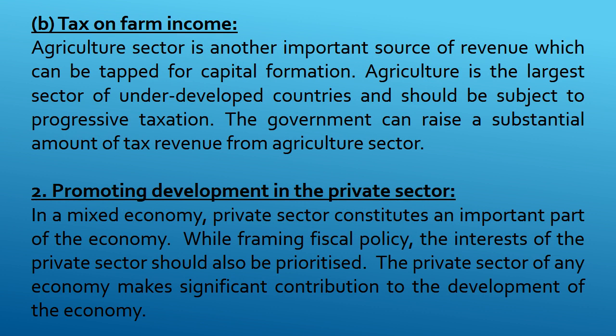B. Tax on farm income. Agriculture sector is another important source of revenue which can be tapped for capital formation. Agriculture is the largest sector of underdeveloped countries and should be subject to progressive taxation. The government can raise a substantial amount of tax revenue from agriculture sector.